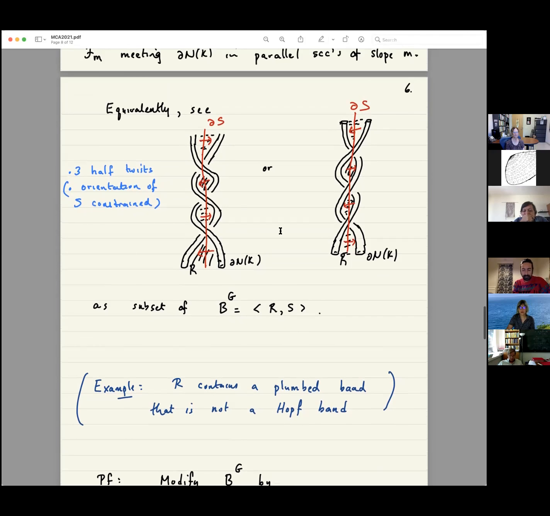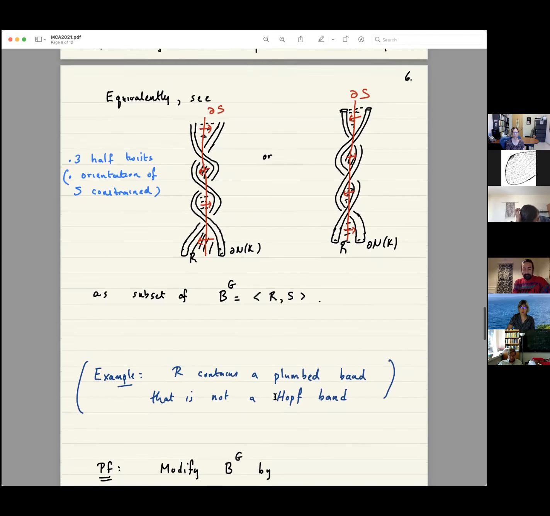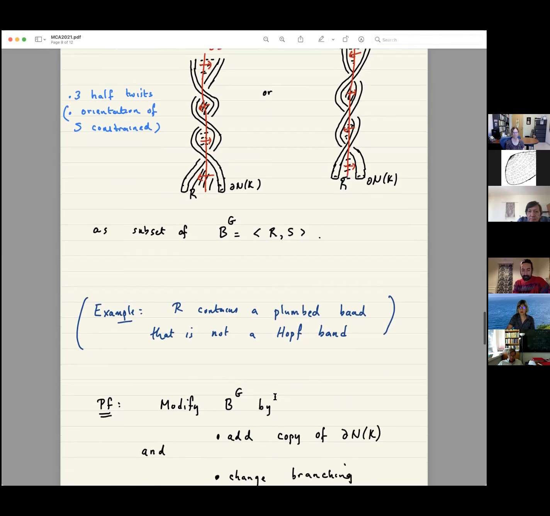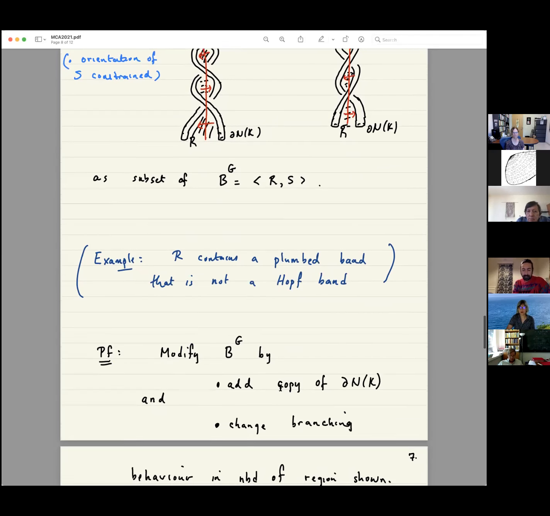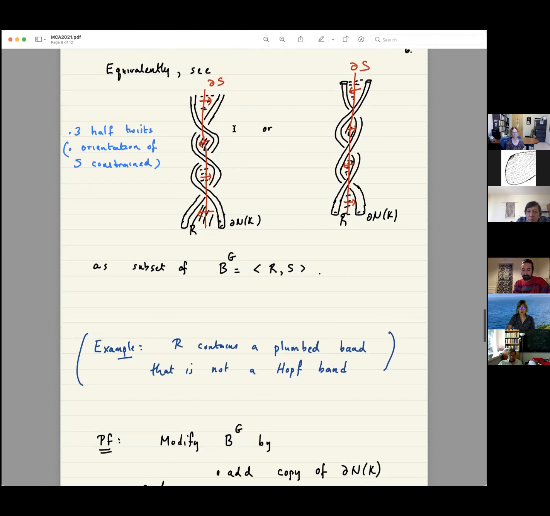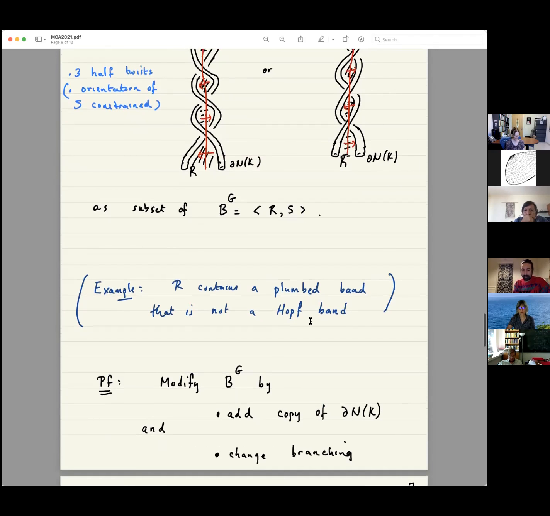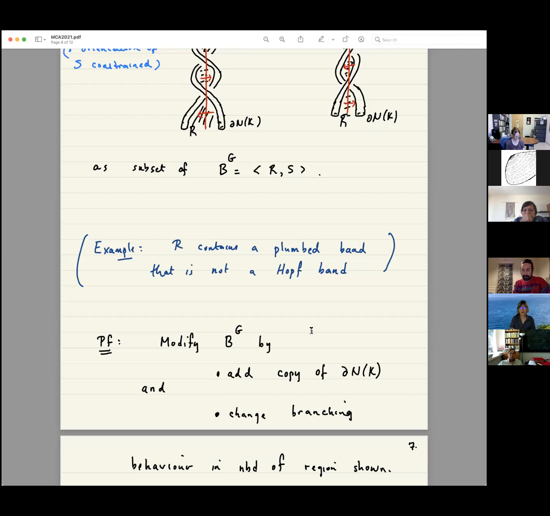And an example where this is always going to apply is if you have a plumbed band that's not a Hopf band. So if you can Murasugi sum a Hopf band, but sorry, a plumbed band. But more generally, if you see some picture like this. Okay, so the game we play is pretty simple.